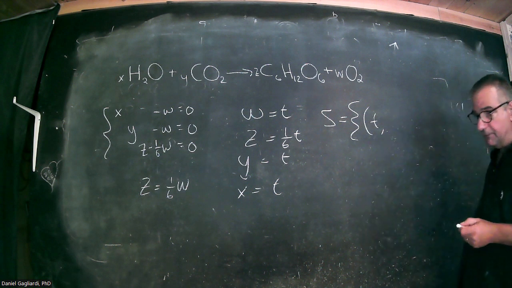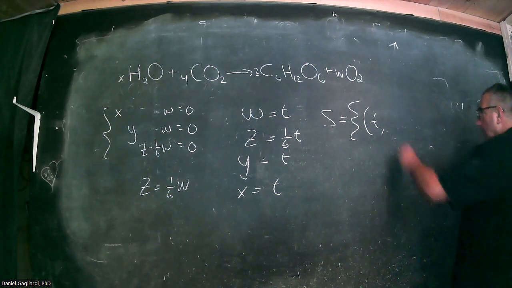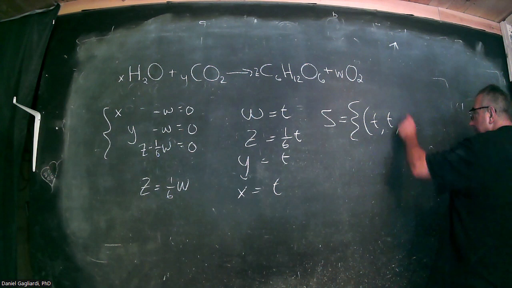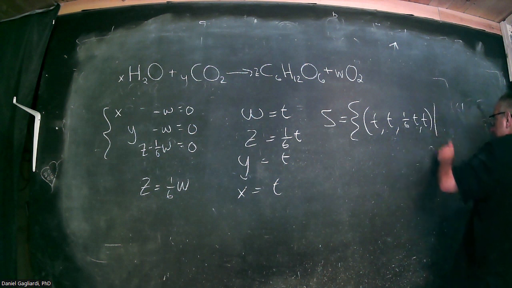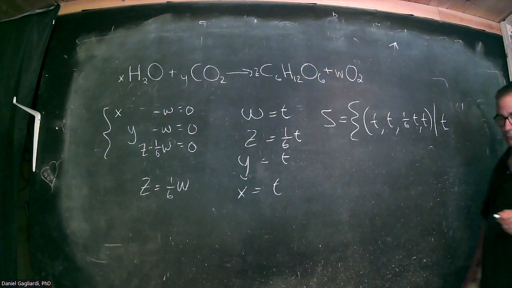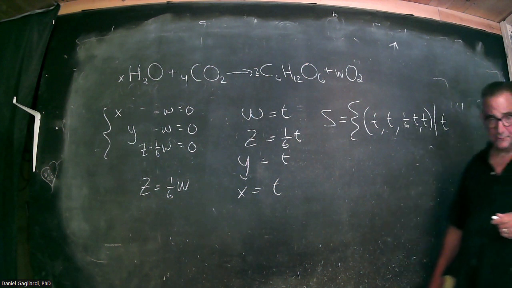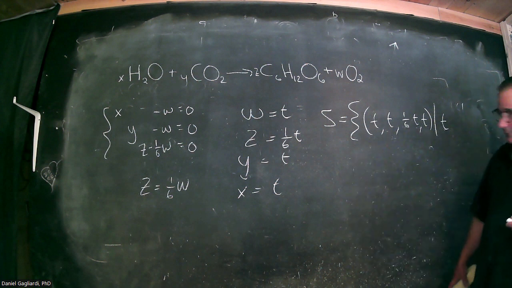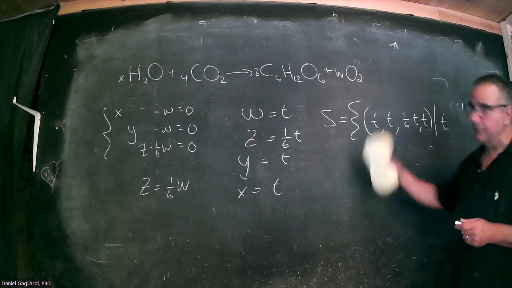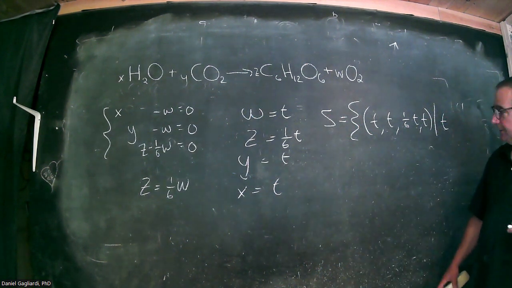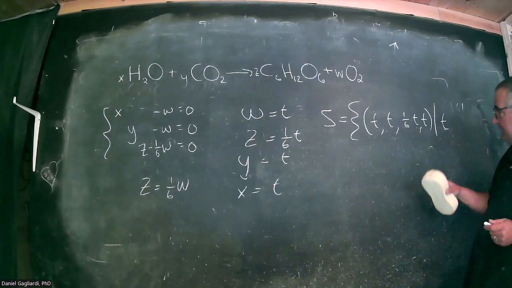Our solution to this chemical equation is thus S: x is equal to t, y is equal to t, z is equal to 1/6 t, and w is equal to t. It's infinitely many points in four-dimensional space if you look at it mathematically. Ordinarily, in a 4x4 linear system that wasn't applied to anything, we would say t is just equal to a real number. But in this case, t represents the number of molecules, so it's okay for t to be 1, 2, 3, 4, 5, 6, etc.